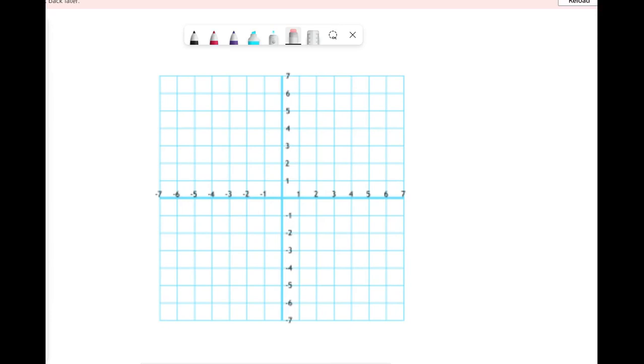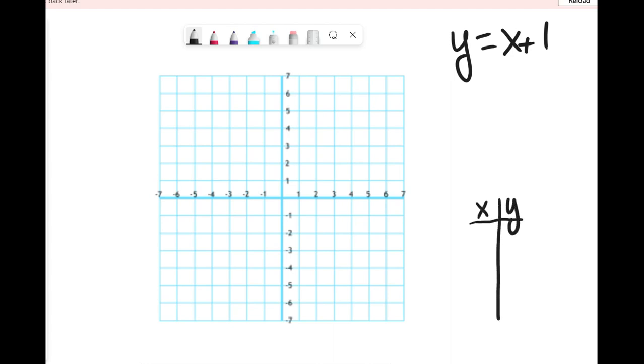Okay, let's talk about graphing a line by using substitution. So I'm going to write an equation here. We have y equals x plus 1. And I'm going to substitute values for x and solve for y. And I'm going to make an xy table here. And I'm going to just plug in a different value.